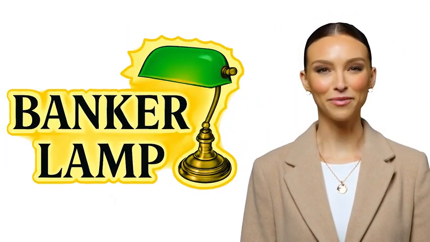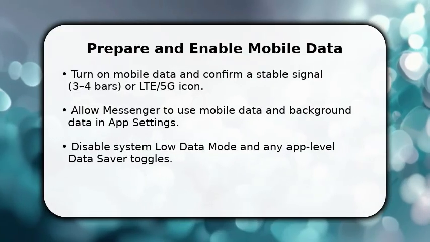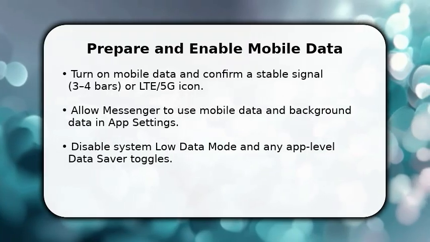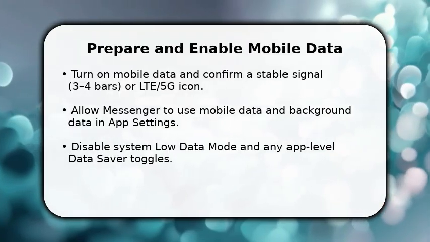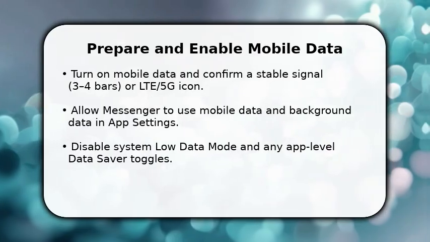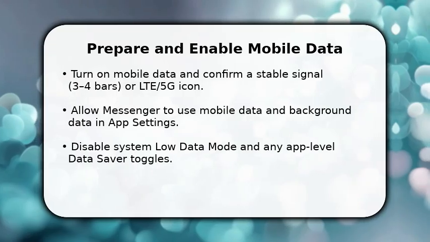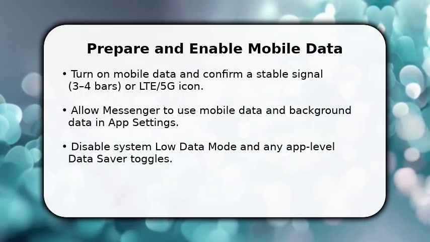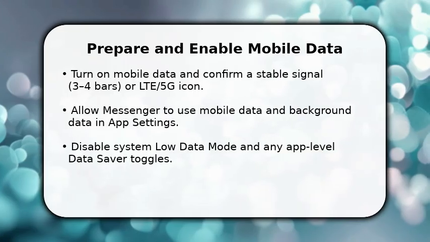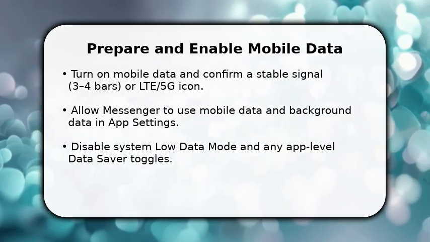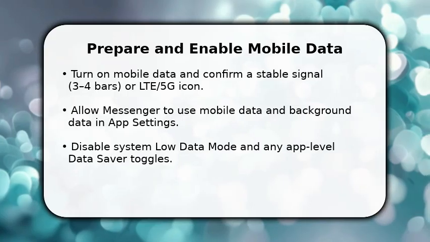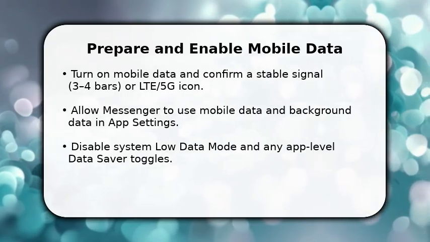Please enjoy the video. You're going to start by giving Messenger permission to use your mobile connection. First, turn on mobile data and confirm you have LTE or 5G. Next, open app settings and allow Messenger background data and cellular access so photos can download. Also check system low data mode and disable it, otherwise the OS blocks large transfers.